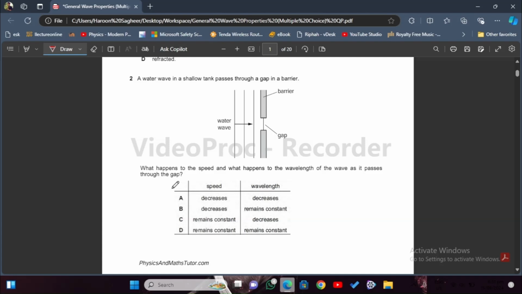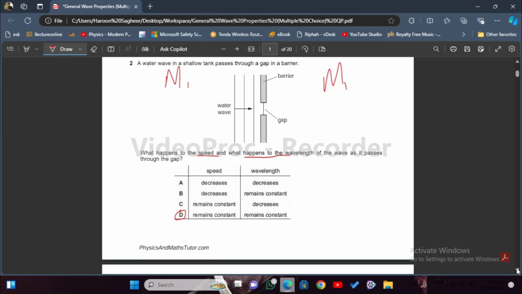Now in question number 2, a water wave in a shallow tank passes through a gap in the barrier. Right, what happens to the speed and what happens to the wavelength of the wave? The question is not really mentioning if this is deep water here or shallow water here. So the medium is the same, so I can write M1 and M1, the same mediums. Of course it will bend, but there will be no effect on speed and wavelength. So they remain constant. Option D is correct. Now you need to remember the speed or wavelength would only be decreased or increased if we are changing the medium. For example, if the wave is going from deep water to shallow water or vice versa.